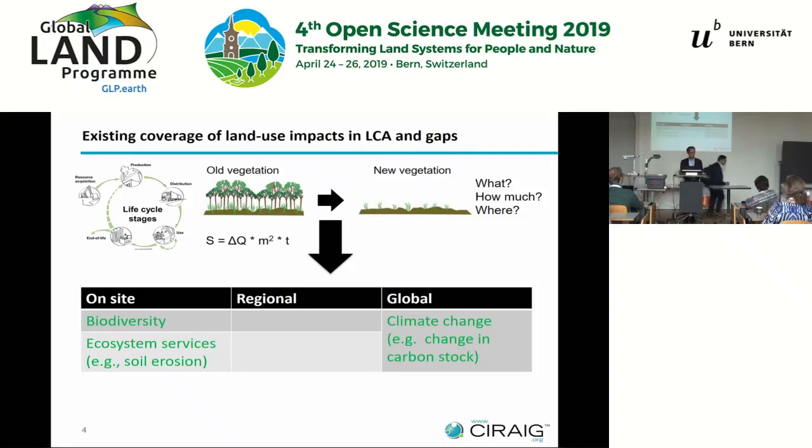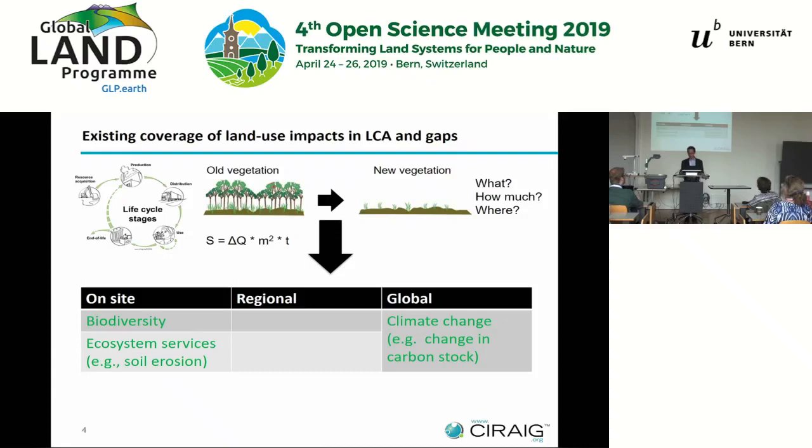Traditionally, LCA methods were modeling causality chains to determine the loss of biodiversity on the sites where land has been changed, and the loss of ecosystem services focusing on targeted ecological functions like the loss of soil erosion resistance or groundwater replenishment potential and so on. And of course, we also have methods that account for global effects on climate change due to a change in stock of biogenic carbon in land. And what's missing? What's missing is this piece of the puzzle.